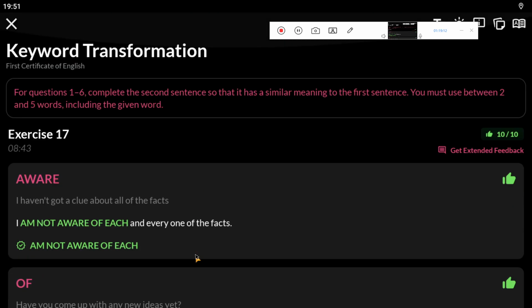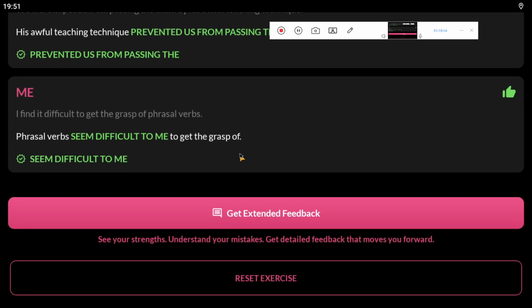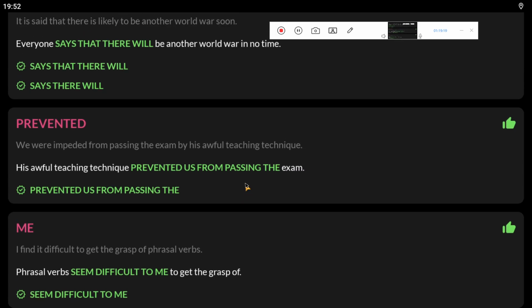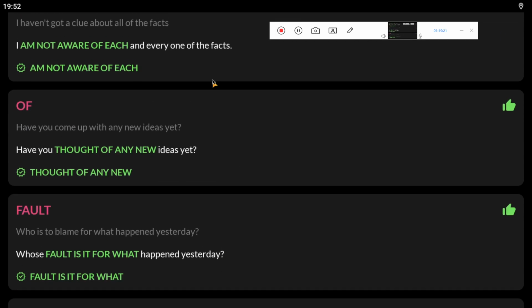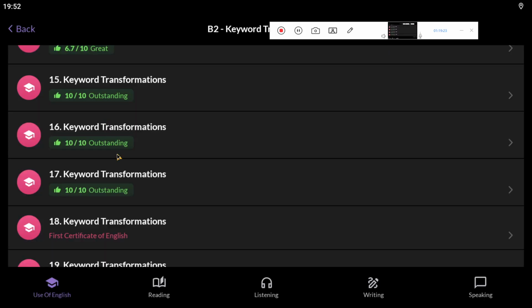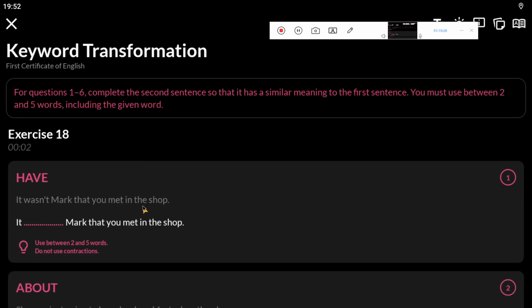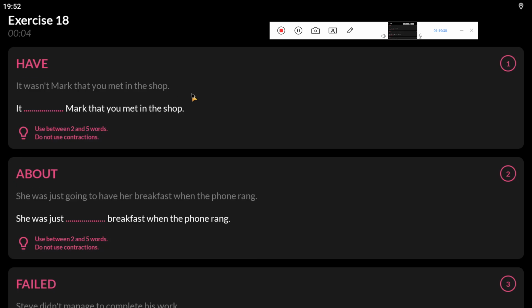Okay. So far, do you have any questions regarding this part? No? Alright. So let's move on to the last exercise because time is almost over. Okay, please, Adela, please help me out. Reading the first one. It wasn't Mark that you met in the shop. Okay, and in turn, please tell me what do you think is the answer?